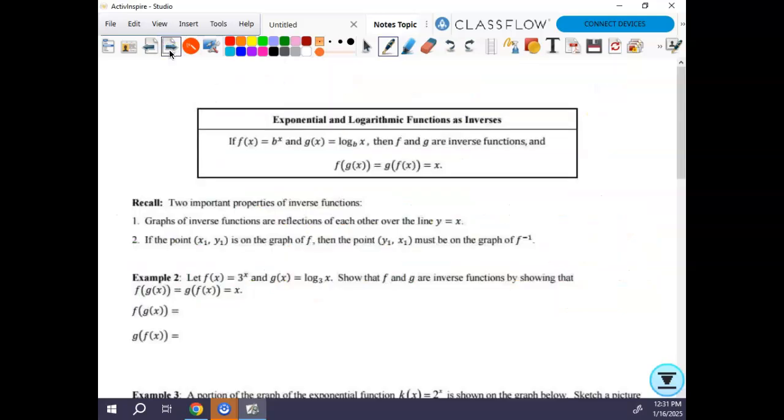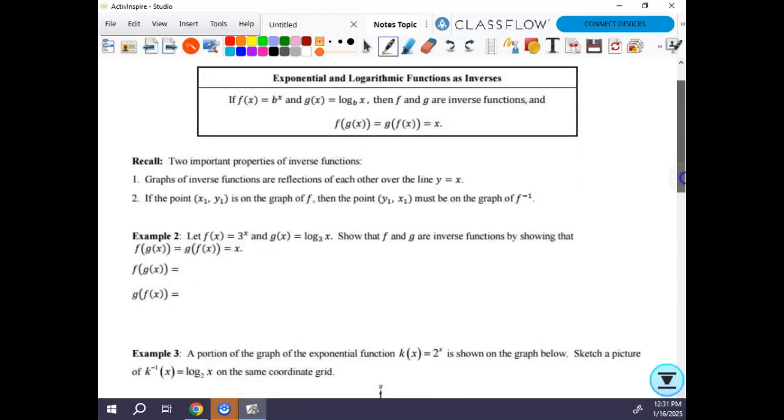So exponential and logarithmic functions as inverses. So in general for inverses, having nothing to do with exponentials and logs, we know that if we do f of g of x and it's equal to g of f of x and they're both equal to x, that's what makes them inverses. That's how we verify it, okay? And then, so if f of x equals b to the x and g of x equals log base b of x, then f and g are inverse functions. Okay, so basically if they both have the same base and they both have the same argument, then b to the x or log base b of x would be inverses of each other.